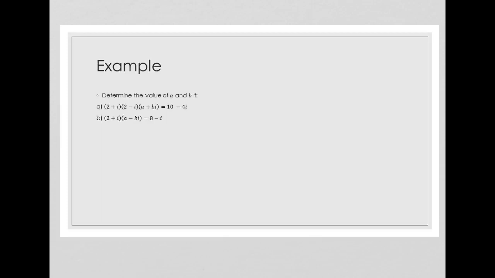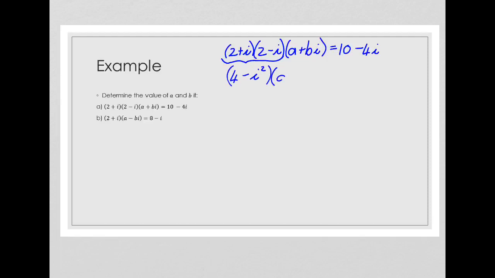So in A then, we have (2 plus i)(2 minus i)(a plus bi) equal to 10 minus 4i, where we have to determine the values of a and b. So let's have a look at the first two brackets. When I multiply this out, I can see that it's a difference of 2 squares. So therefore, it will become 4 minus i squared. And I'm going to leave the rest as it is, as well as 10 minus 4i.